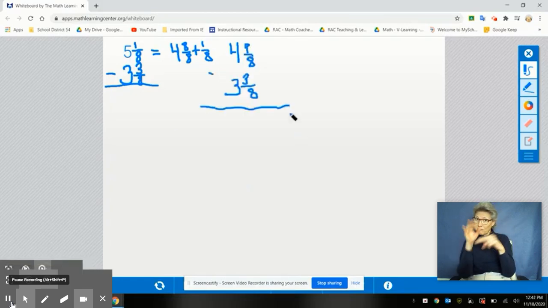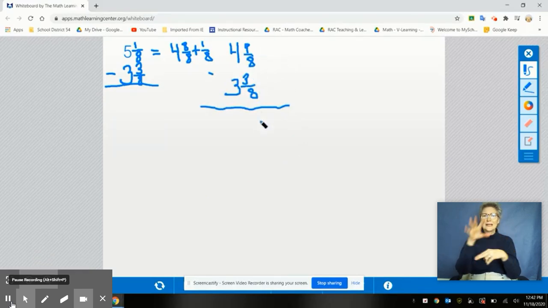All right, I'm just going to quickly rewrite that so that I'm ready to solve. All right, we are all set. Let's subtract our fractional pieces first. 9 minus 3 is 6. Good job. And you know that my denominator is going to be 8. And when I subtract my wholes, 4 minus 3 is 1.